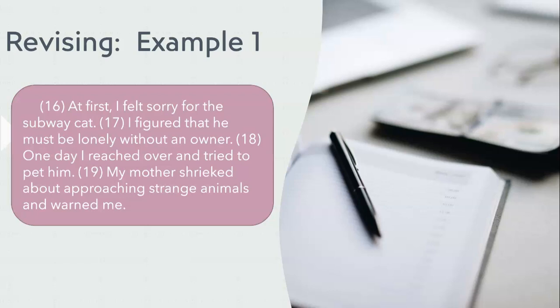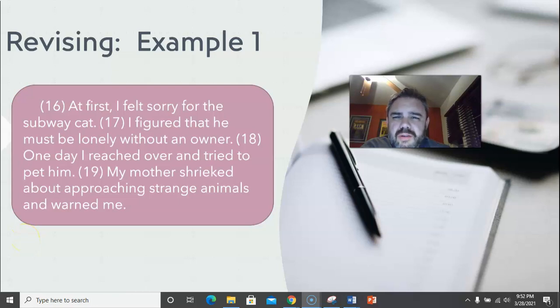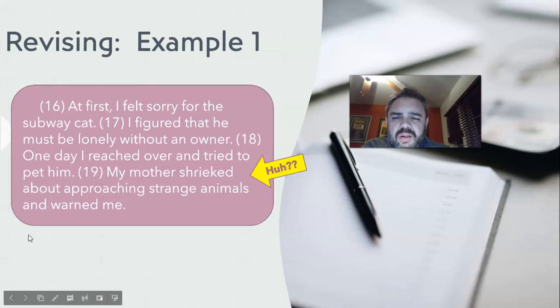Hmm. What do you guys notice about this sentence? First and foremost, I notice that the sentences are numbered so that way I can refer back to them fairly quickly. But besides that, what do you notice about the content of the sentences? You can maybe hear it in my voice. I've got a question about sentence number 19. Huh? My mother shrieked about approaching strange animals and warned me. I've got a confused look on my face. I've got some questions about that.